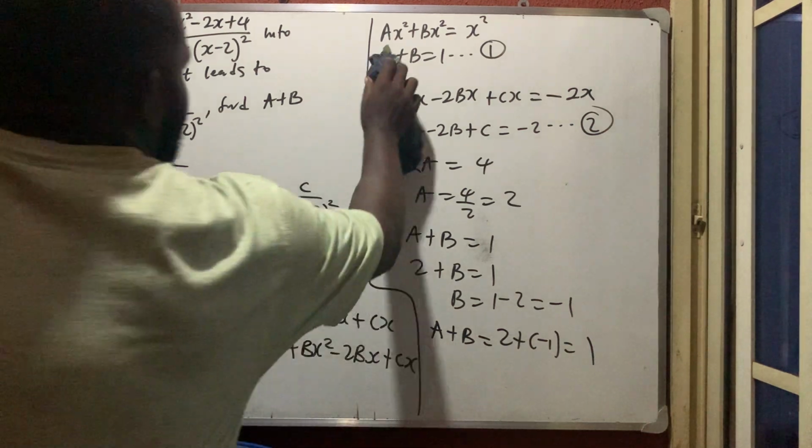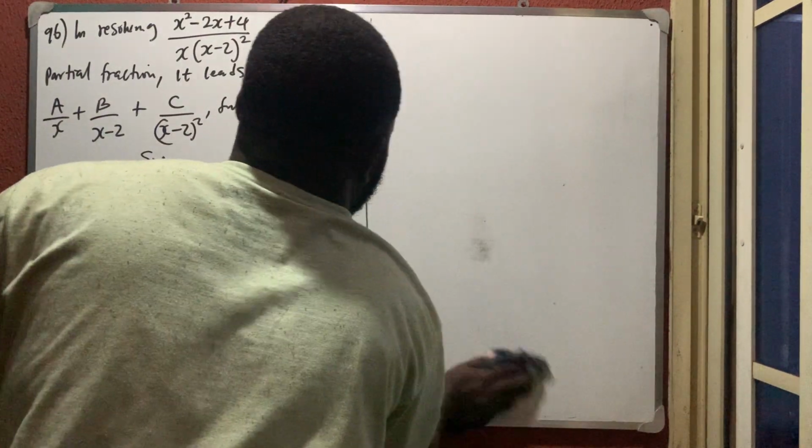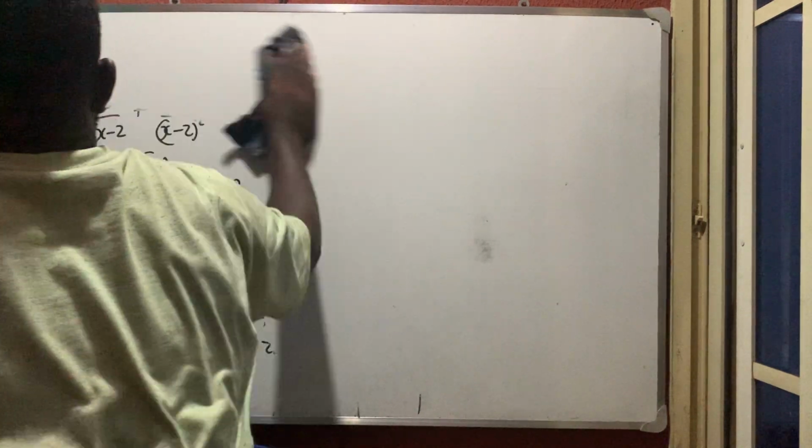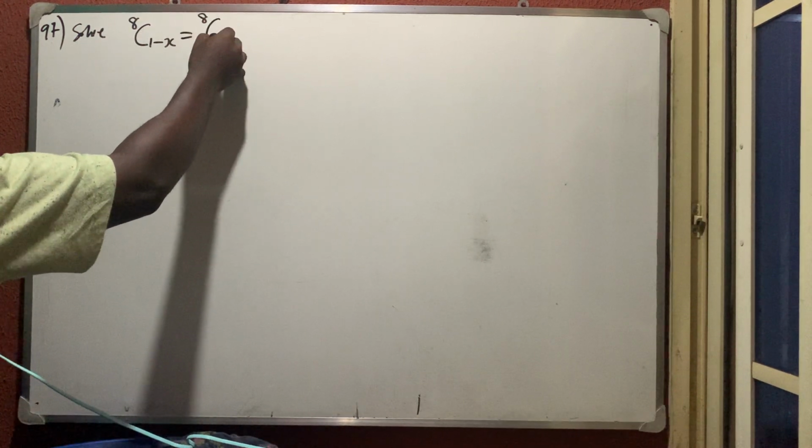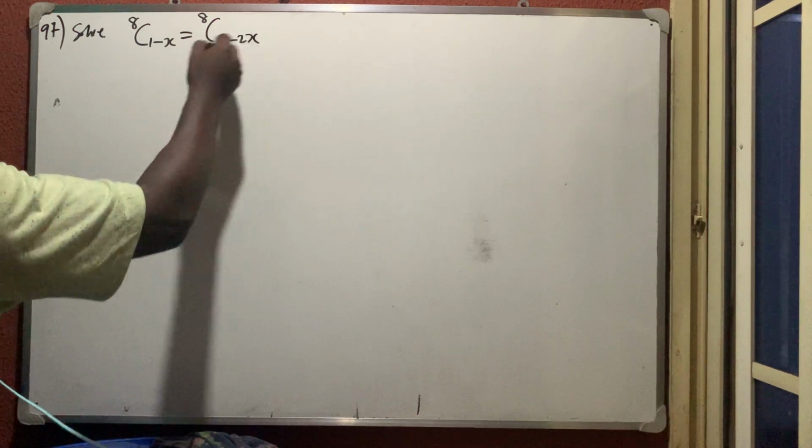Okay, so I can clean here. Number 99. Wow. Number 99, sorry, number 97. Number 97 said, solve 8 combination 1 minus x is equal to 8 combination 1 minus 2x.